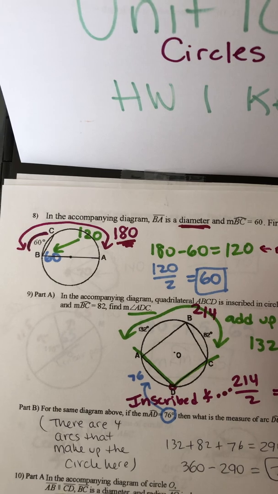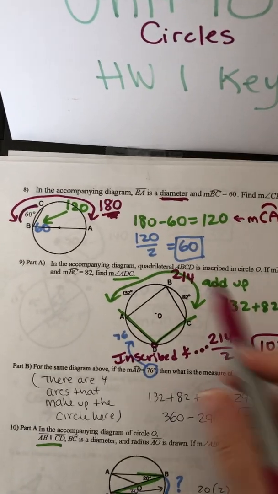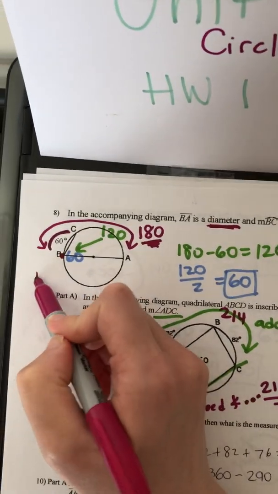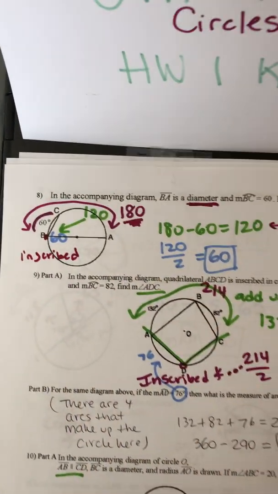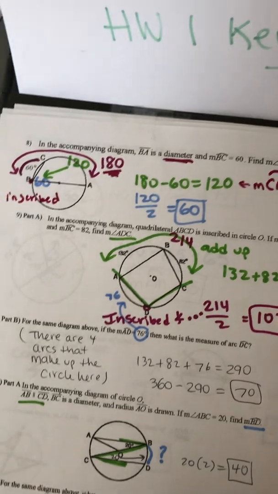We know that 120, but we don't know the angle yet. It is over here on the circle's edge. That's inscribed right there. An inscribed angle is half of the arc. 120 divided by 2 is 60.